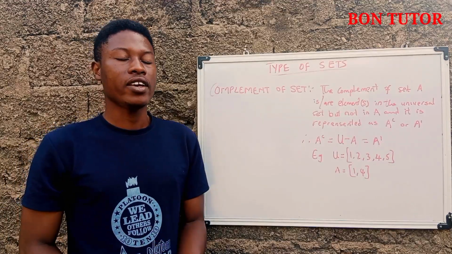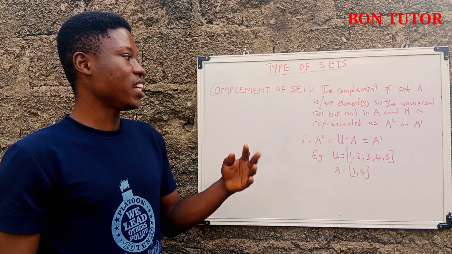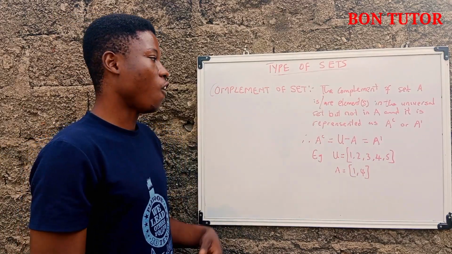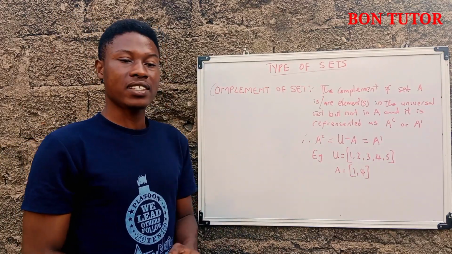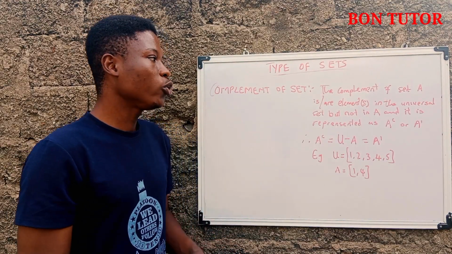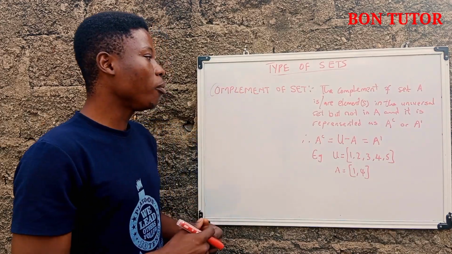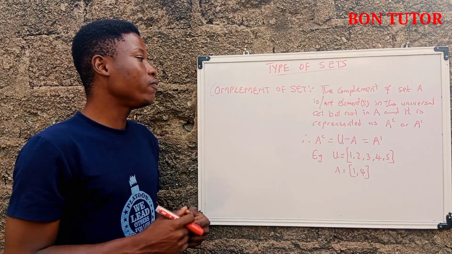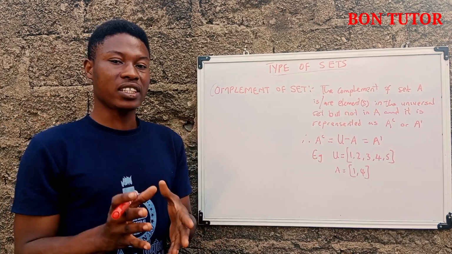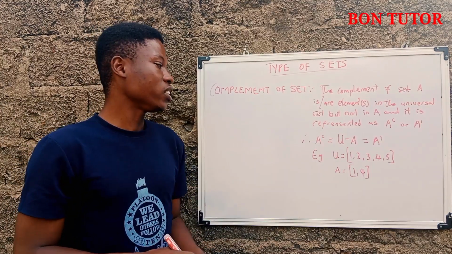Another type we have here is the complement of sets. The complement of set A is the elements in the universal set but not in set A. What do we mean by this? If A is to have a complement, the complement set of A will be the values you can find in the universal set but you cannot find in set A. Let me give an example here.